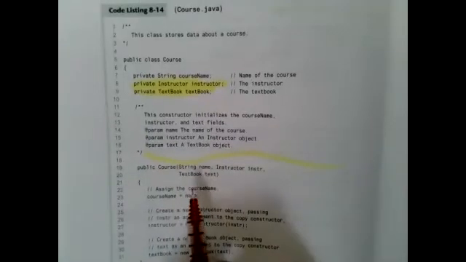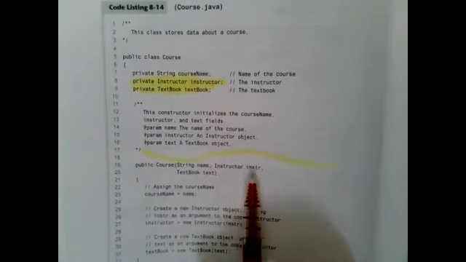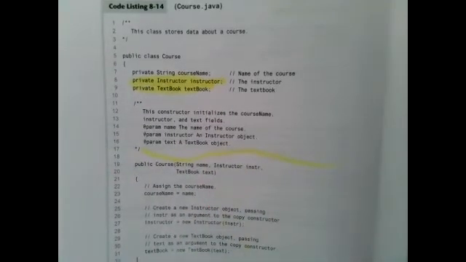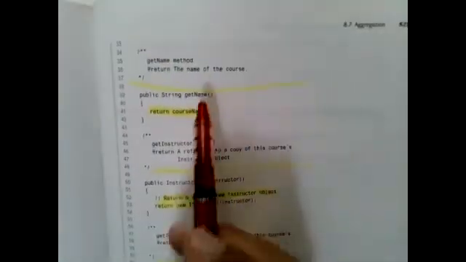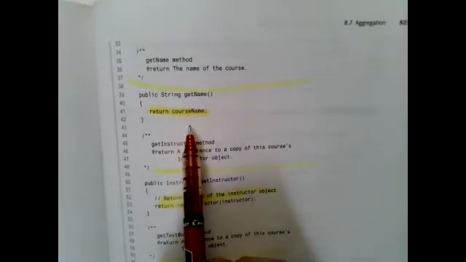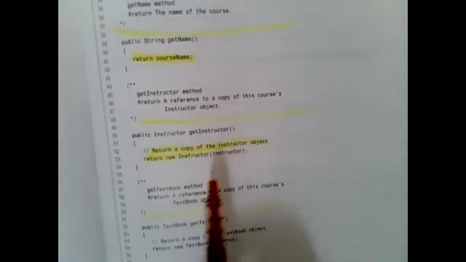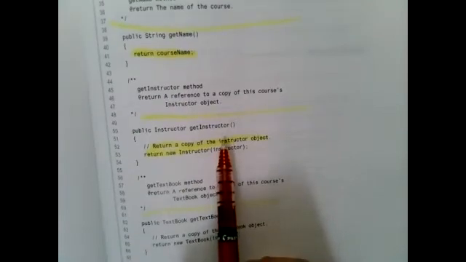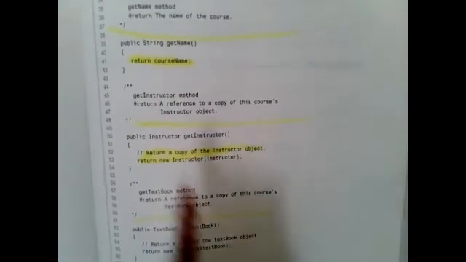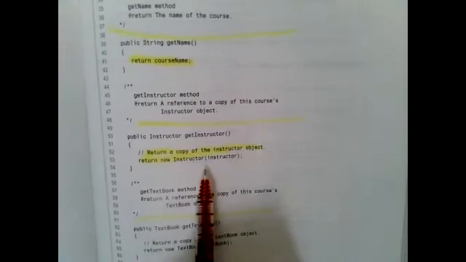And again, this is a constructor where the name and some other things are being passed in. This could get kind of deep here. What do we have going on here? Get name, return course name. I got that. That's not so bad. Get instructor. I'm returning information from my instructor class.